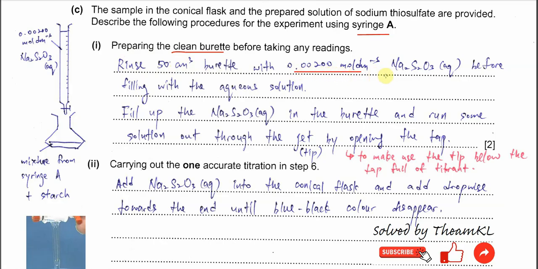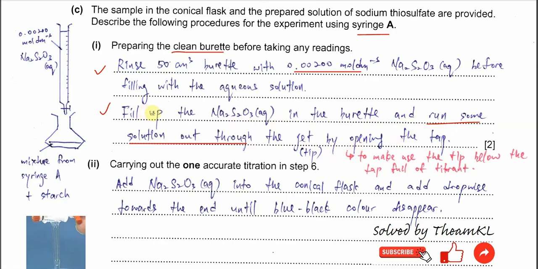0.00200 mole per dm3 sodium thiosulfate. Before filling with the aqueous solution, meaning before we fill up this sodium thiosulfate, we rinse the burette with a small amount of the solution. Right, first step. After it's been rinsed, then we fill the burette with the solution, and you need to mention this one: run out some of the solution through the jet or the tip by opening the tap.